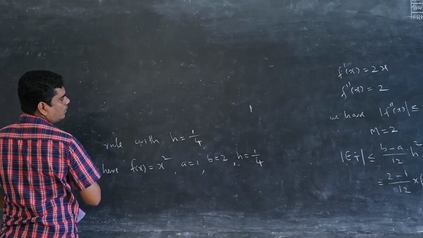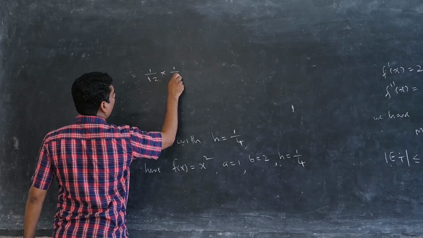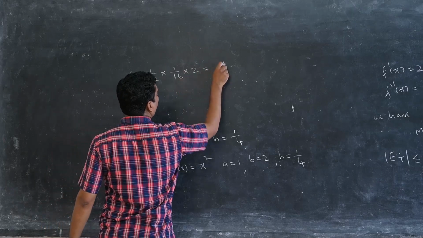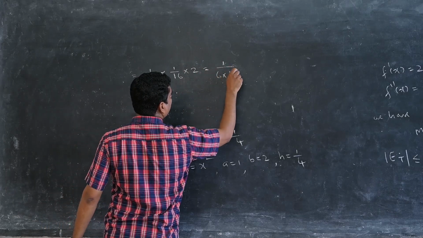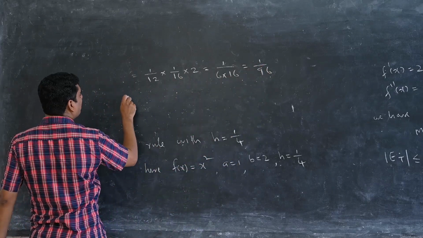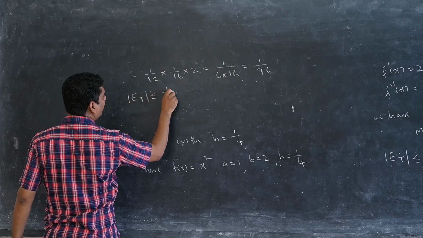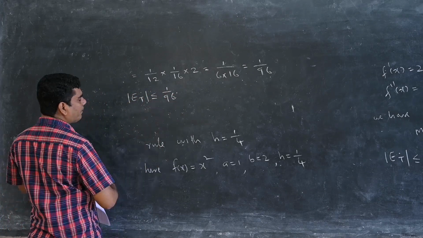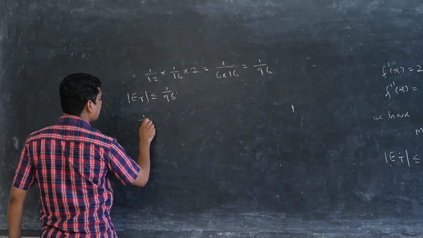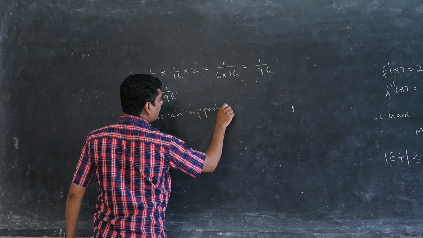So that is equal to 1 divided by 12 into 1 by 16 into 2. On simplifying, this is equal to 1 by 6 into 16. This is equal to 1 by 96. So we have mod Et is less than or equal to 1 by 96. So 1 by 96 is an upper bound for the error.